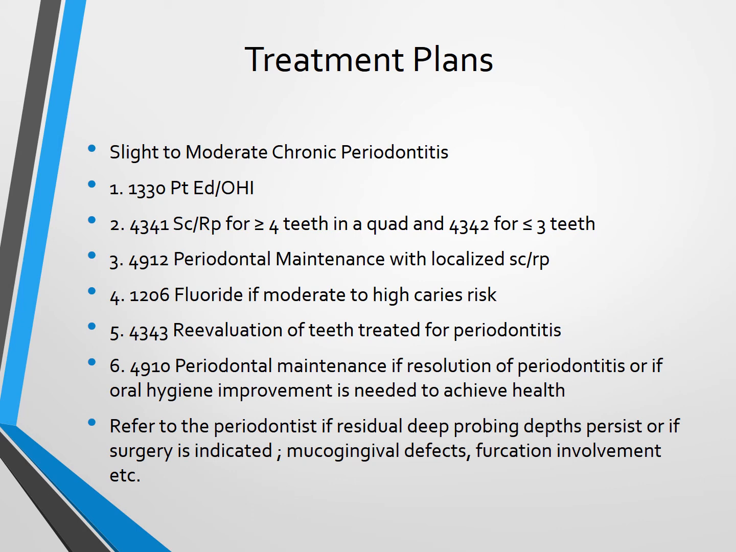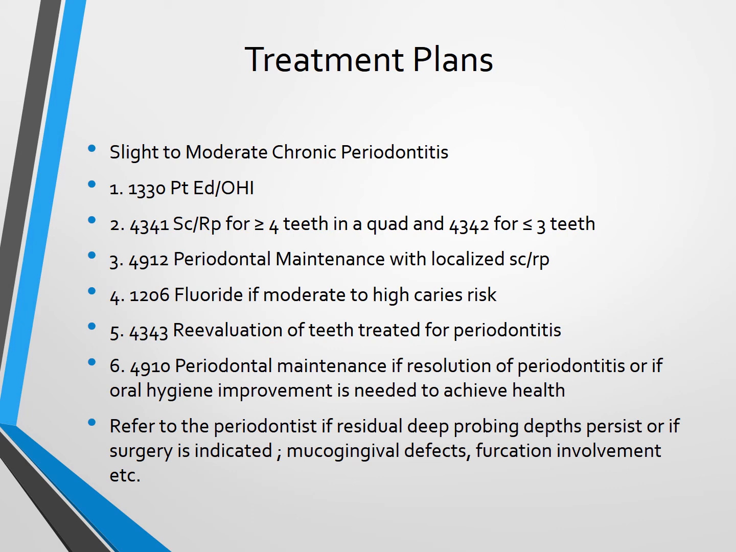So with the 4341, that would be generalized perio in that quadrant, and with the 4342, that would be localized periodontitis in that quadrant. Next, for number 3, the 4912, which is the periodontal maintenance with localized scaling and root planing, it is an internal code. However, it lets others know that you have debrided the rest of the mouth that does not have periodontitis. So that could be accompanied with either a 4341 if you didn't have all the quadrants assigned a 4341, or definitely for 4342 because we know that that code is assigned to teeth, whereas the 4341 is assigned to quadrants.